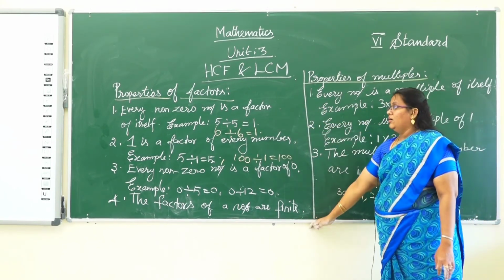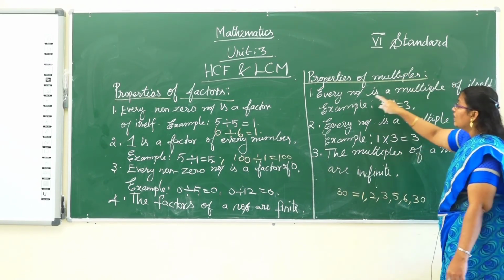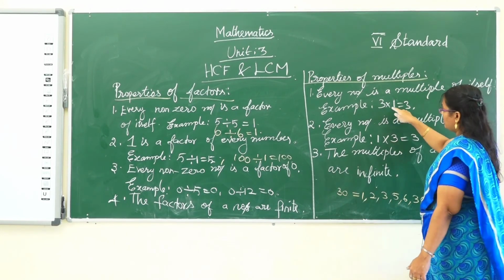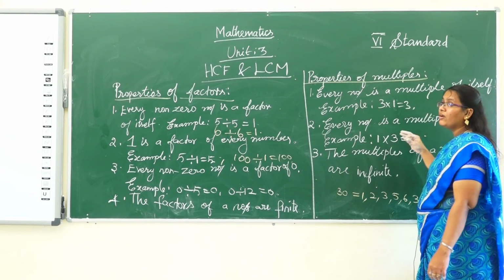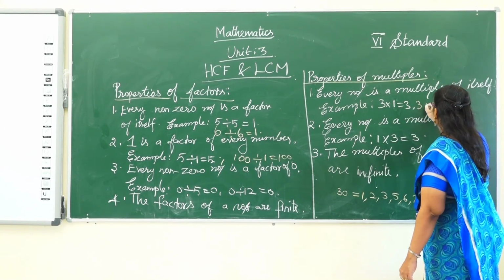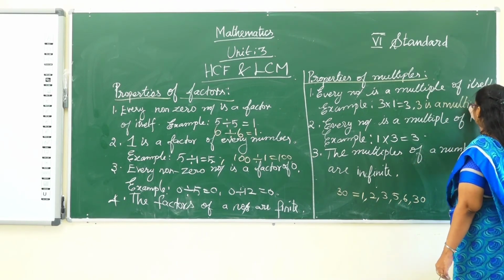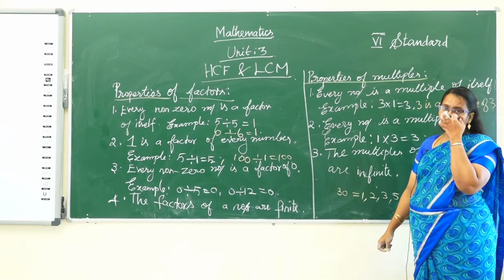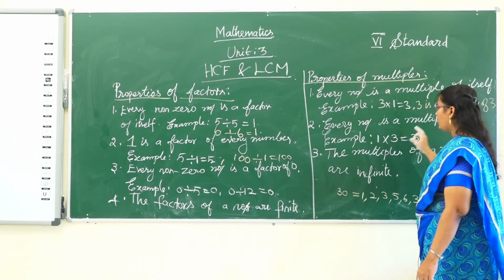Next, see the properties of multiples. These are all the properties of factors. Now the properties of multiples. Every number is a multiple of itself. 1 times 3 is 3, 1 times 5 is 5. So here 3 is a multiple of 3. And every number is a multiple of 1.